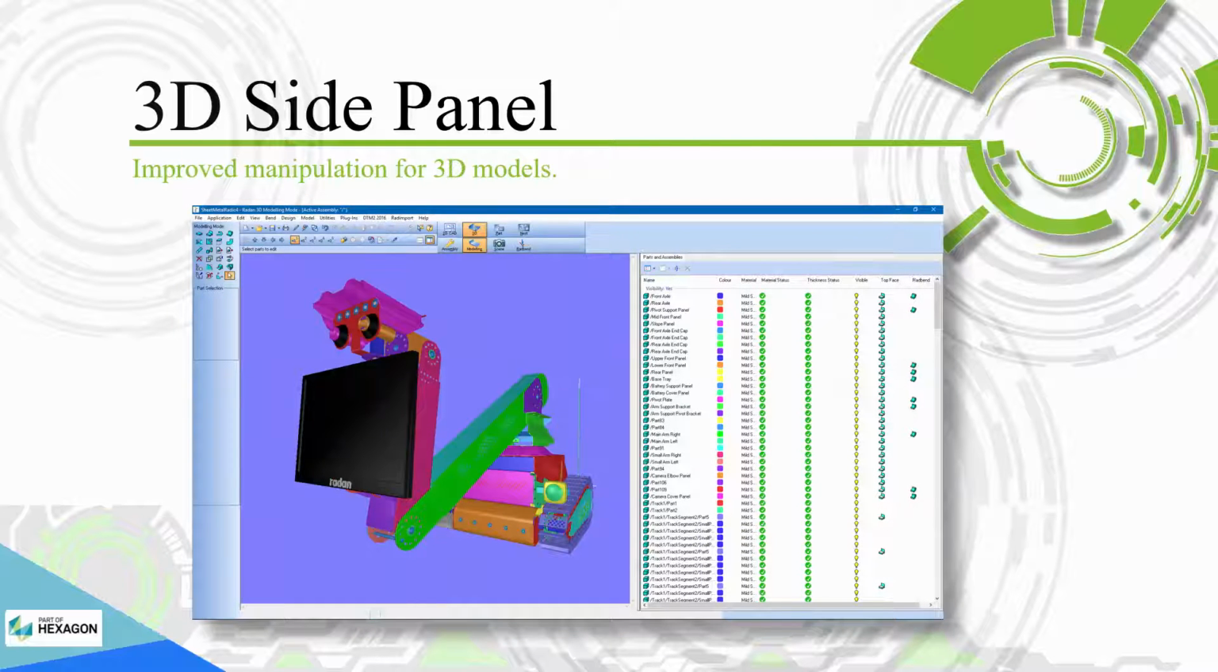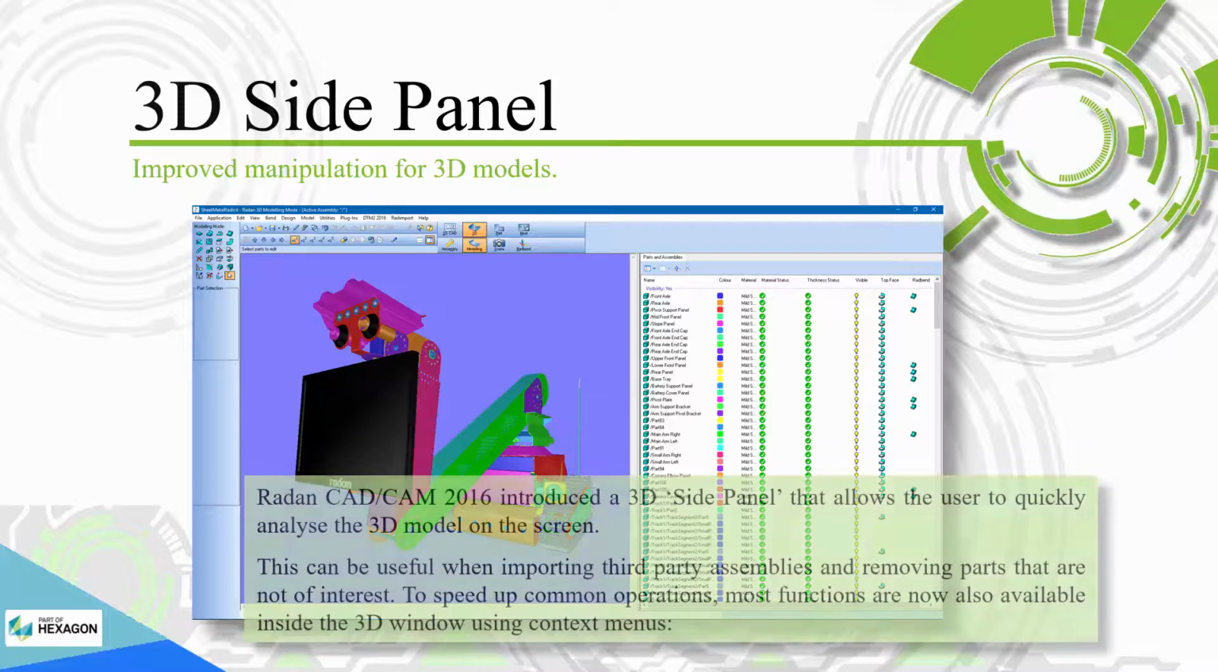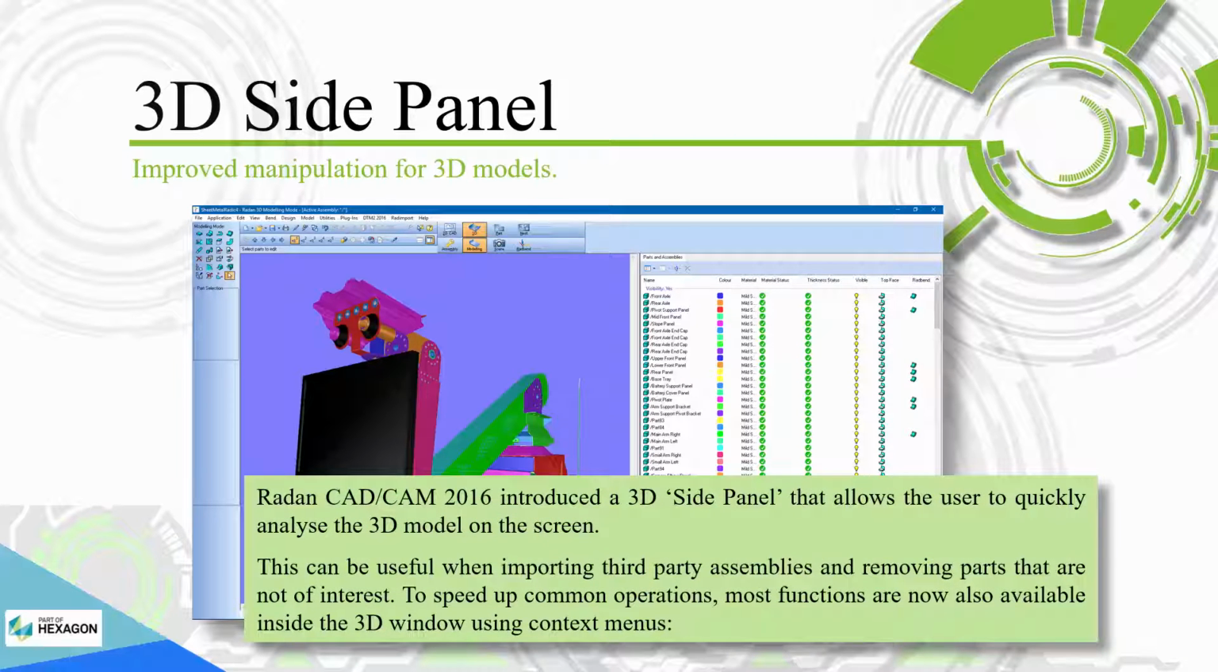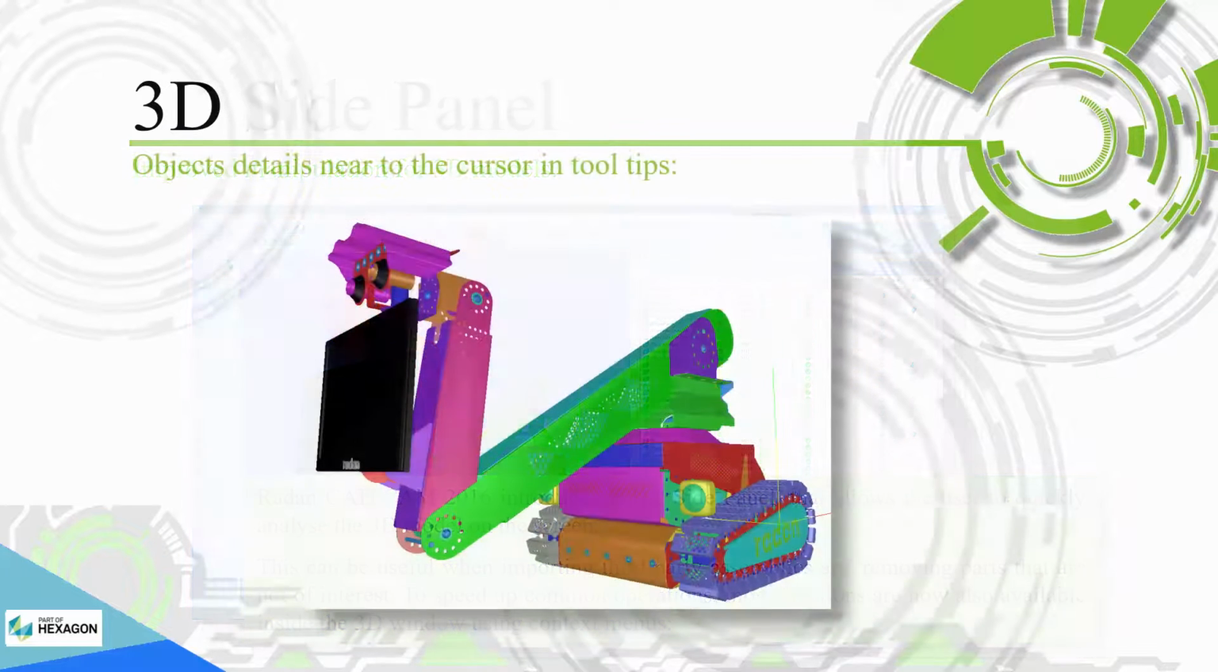Improved model manipulation using the 3D side panel. The 3D side panel was introduced in Radan 2016. The side panel can be very useful for manipulating imported models and assemblies, allowing you to very quickly get to the parts that you want to manipulate. In Radan 2017 we've also added several useful commands to a context menu.